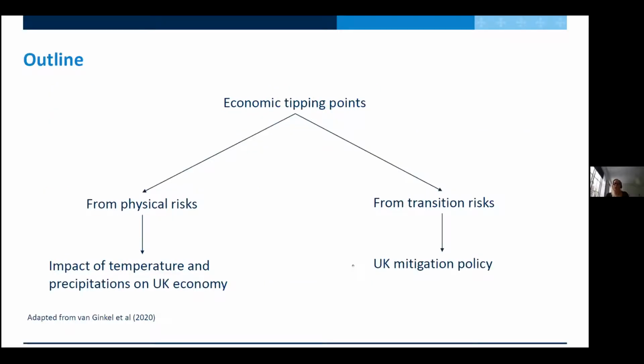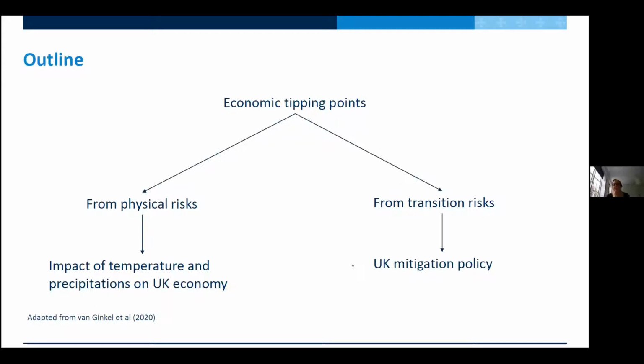I'm going to talk about economic impacts from climate change, and I will show some examples of how we can think about climate-related economic tipping points using a mixture of my own research and some descriptive analysis. These economic tipping points can be caused by physical climate risks, such as extreme weather events, as well as from climate transition risks, in particular mitigation policy.